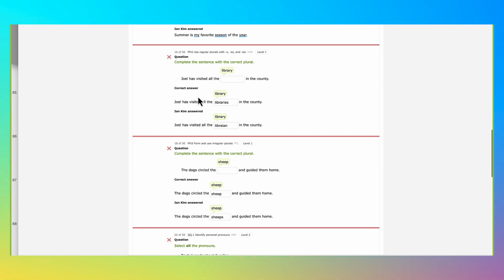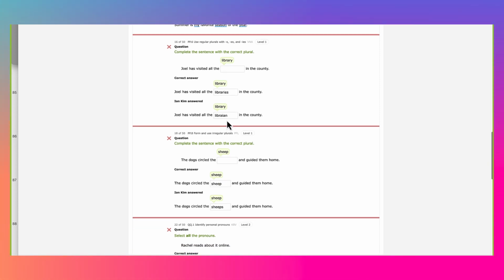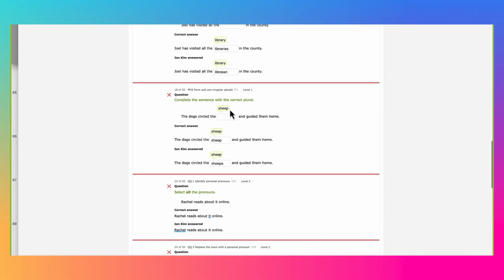Okay, next, complete the sentence with the correct plural. Joel has visited all the library in the county. Okay, so plural means more than one, like two or more. Library needs to be changed. The spelling at the end has to be changed to IES once you take out the Y. So library needs to be libraries, with IES after you take out the Y. "Librarian" is the wrong spelling.